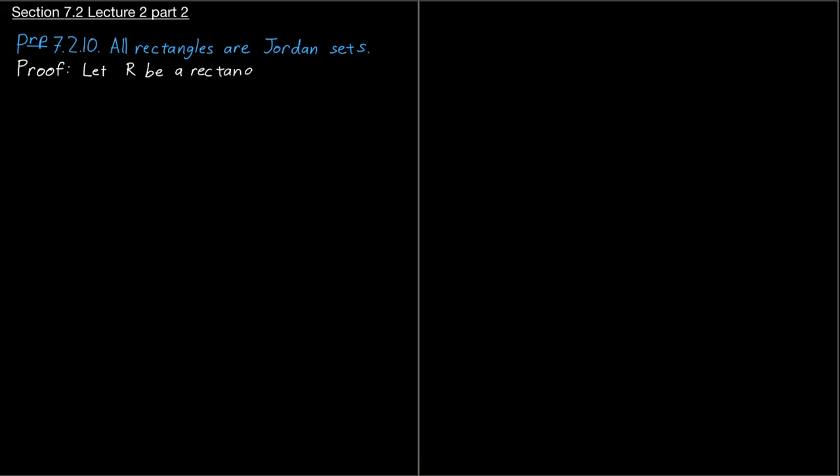Now let's discuss some Jordan sets that we can recognize. So first off, all rectangles are Jordan sets. And the proof of this is pretty straightforward. Let R be a rectangle. And then the set containing R is a rectangular cover.